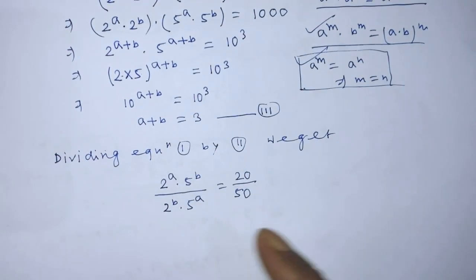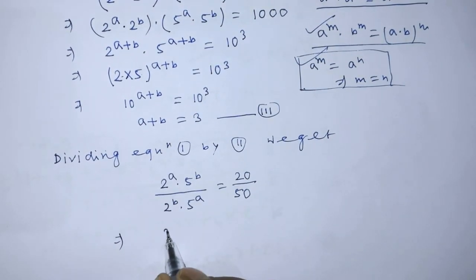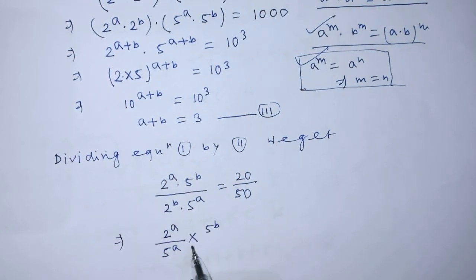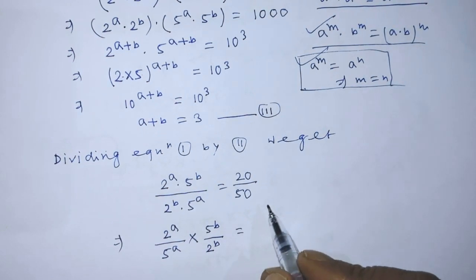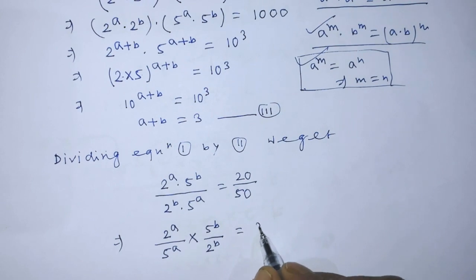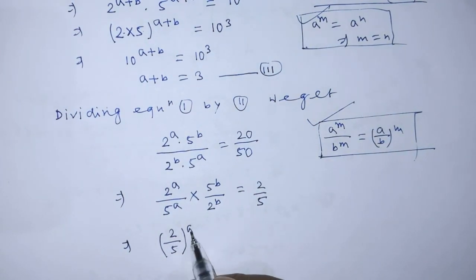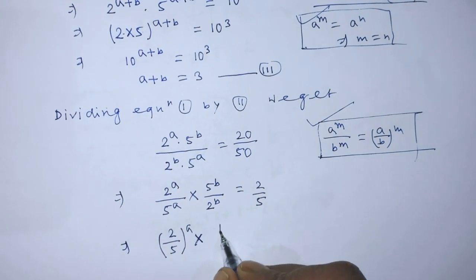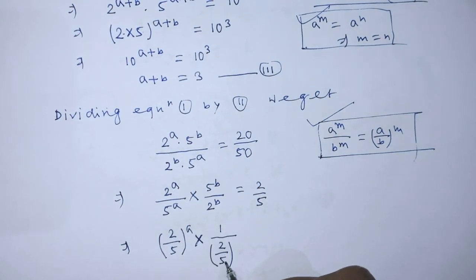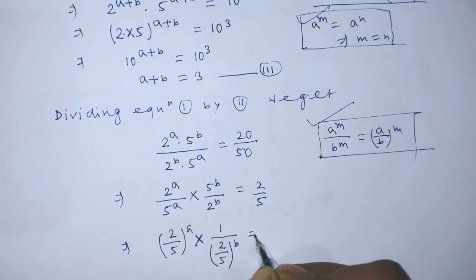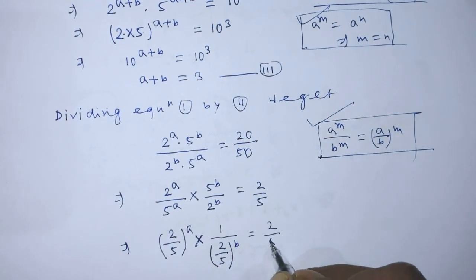So now we can write from the left hand side of this equation 2 to the power a over 5 to the power a times 5 to the power b over 2 to the power b is equal to, on the right hand side, after simplifying, 2 over 5. So student, according to this formula, we can write from the left hand side 2 over 5 whole to the power a times 1 over 2 over 5 whole to the power b is equal to 2 over 5.